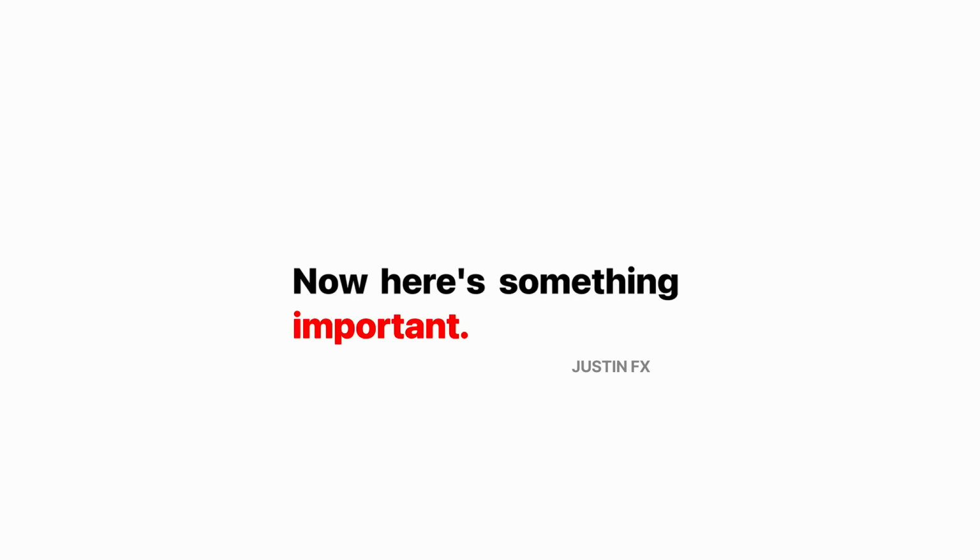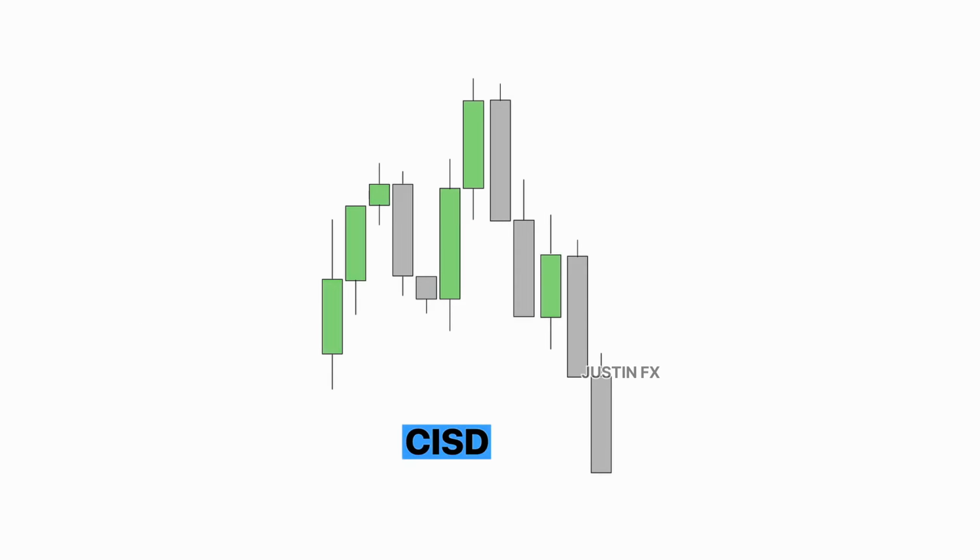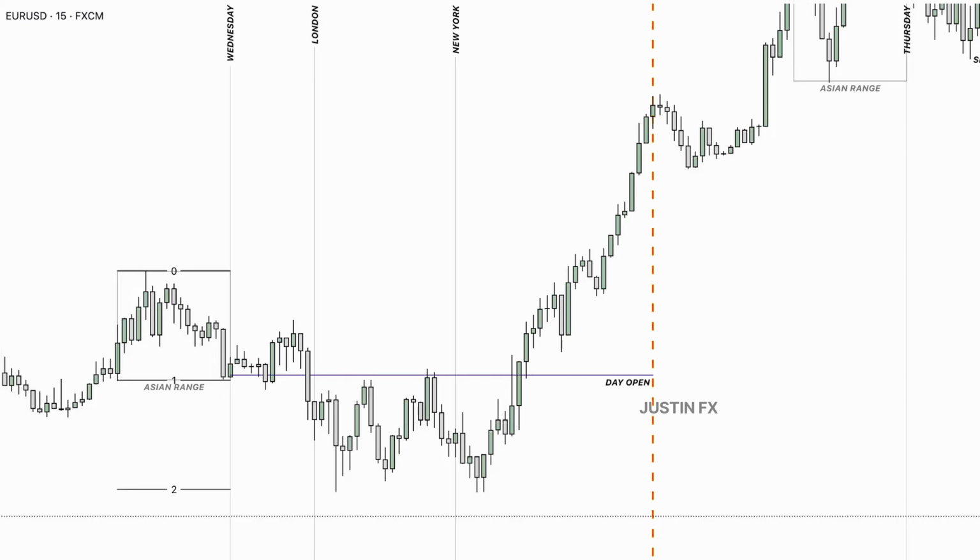Now, here's something important. I wouldn't recommend beginners trade solely based on a change in state of delivery. Why? Because there's a lot happening behind the scenes when you execute a trade, and change in state of delivery is just one small piece of the puzzle. Take this chart, for example. You'll see price gave multiple changes in state of delivery.